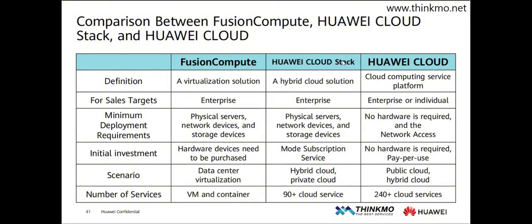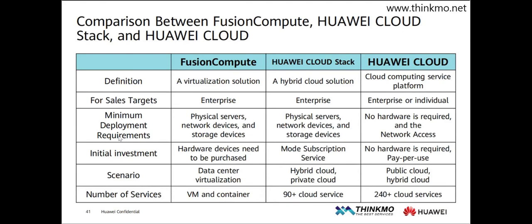As for Huawei Cloud, let's take a look at the minimum deployment requirements next. For the minimum deployment requirements, first of all, for Fusion Compute, as I mentioned earlier, you must have physical servers, network devices, and storage devices. These are all necessary and essential, because our Fusion Compute is equivalent to a kind of virtualization specifically designed for internal enterprise use.